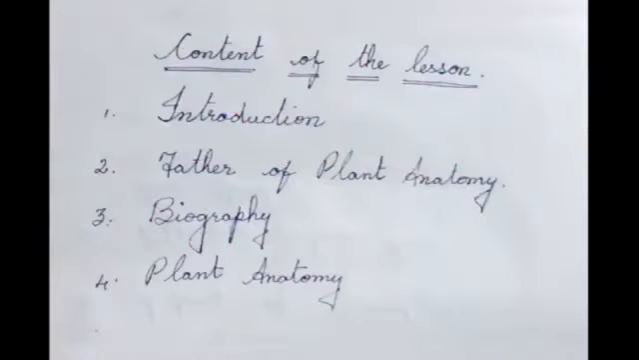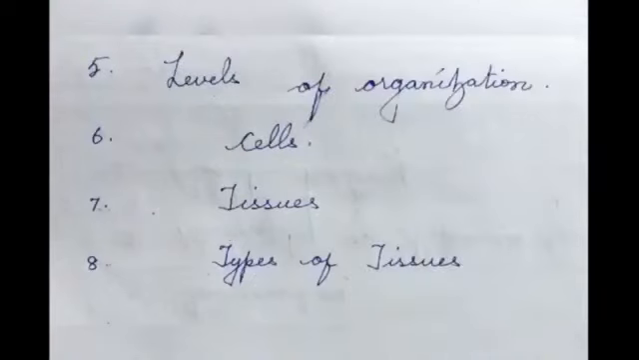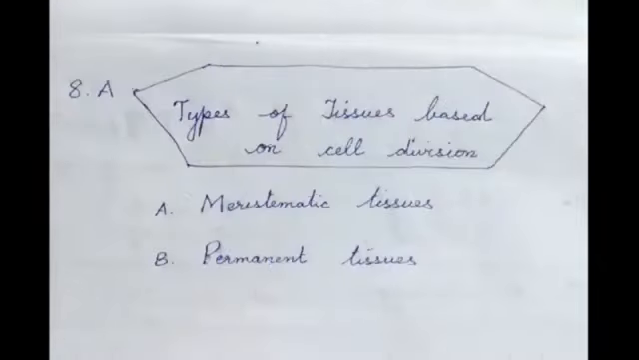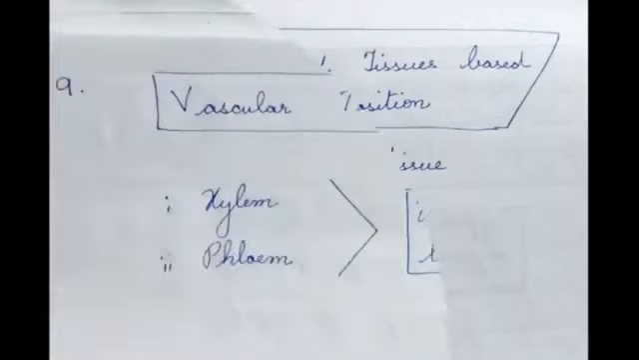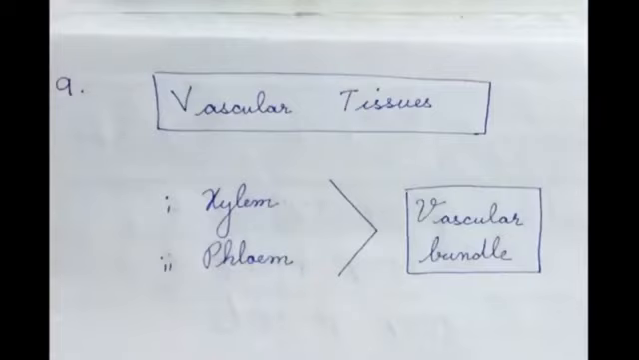The contents of the lessons are: introduction, father of plant anatomy, biography, levels of organization, cells, tissues, types of tissues, types of tissues based on cell division, meristematic and permanent. Next, we'll be learning about the tissues based on position: epidermal tissue, ground tissue, and vascular tissue. Vascular tissue consists of xylem and phloem, which together make up the vascular bundle.